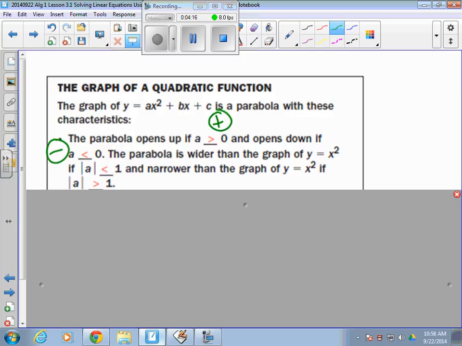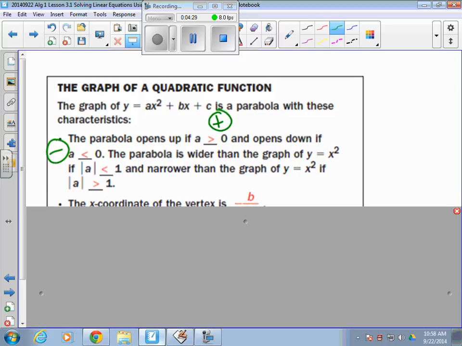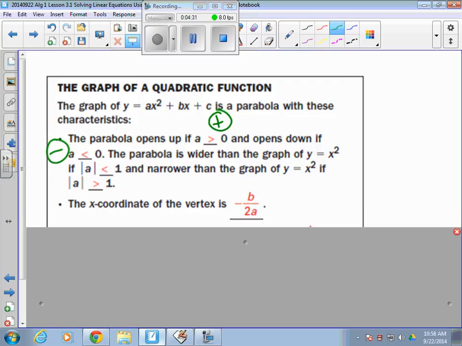The parabola is wider than the graph of y equals x squared if the absolute value of a is less than 1, and narrower than the graph of y equals x squared if the absolute value of a is greater than 1. That'll make a little bit more sense as we go through it.